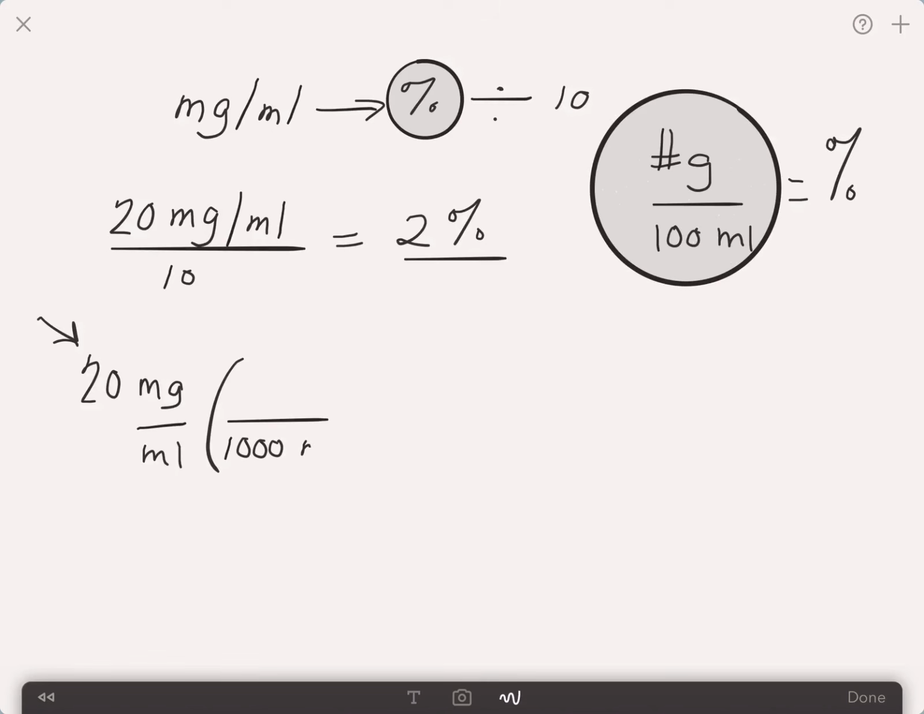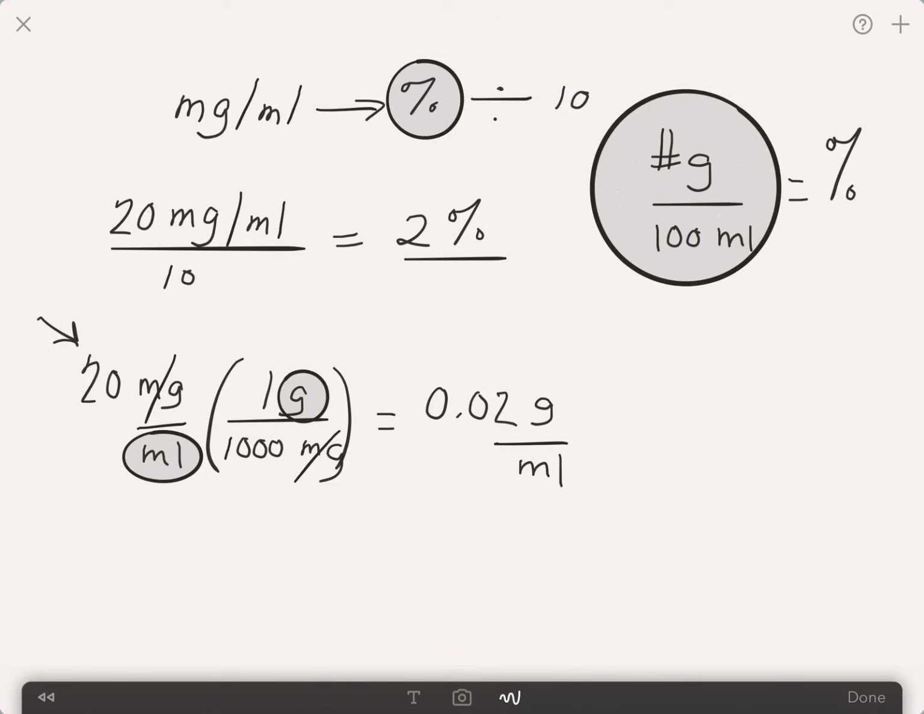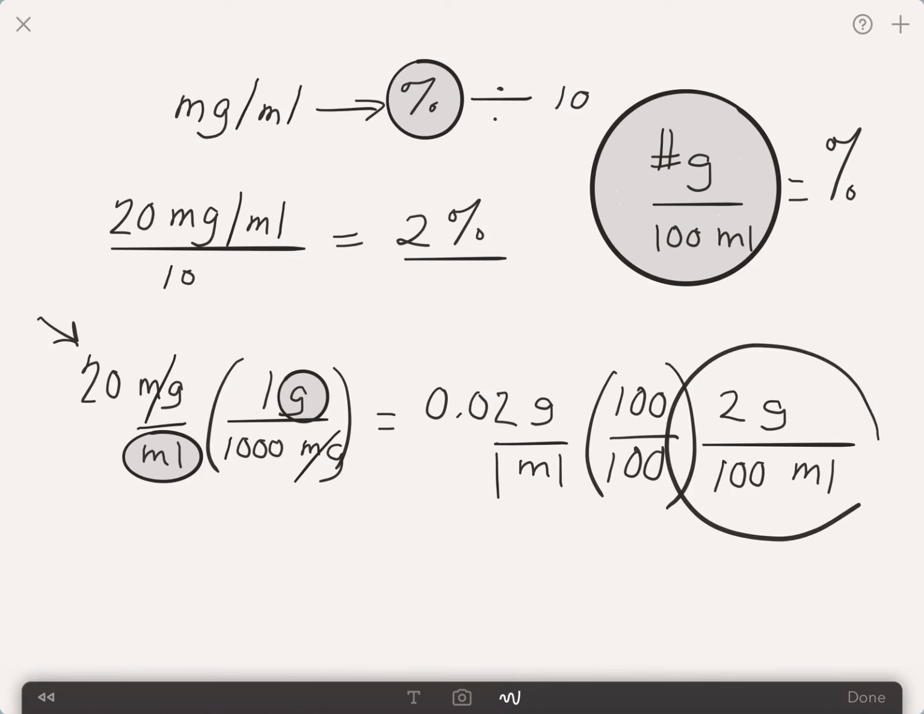So the first thing I'm going to do is convert mgs to grams by using my conversion right here. 1 gram equals 1,000 milligrams. Milligrams cancels. 20 divided by 1,000 equals 0.02, and our units are going to be grams per mL. Now we still need to get from grams per mL to grams per 100 mLs. So what I'm going to do here is multiply times 100 over 100. 0.02 times 100 gives you 2 grams. 100 times basically 1 down here gives you 100 mLs. This looks very similar to this one on top, right? Grams per 100 mLs. 2 grams per 100 mLs is a 2% solution.